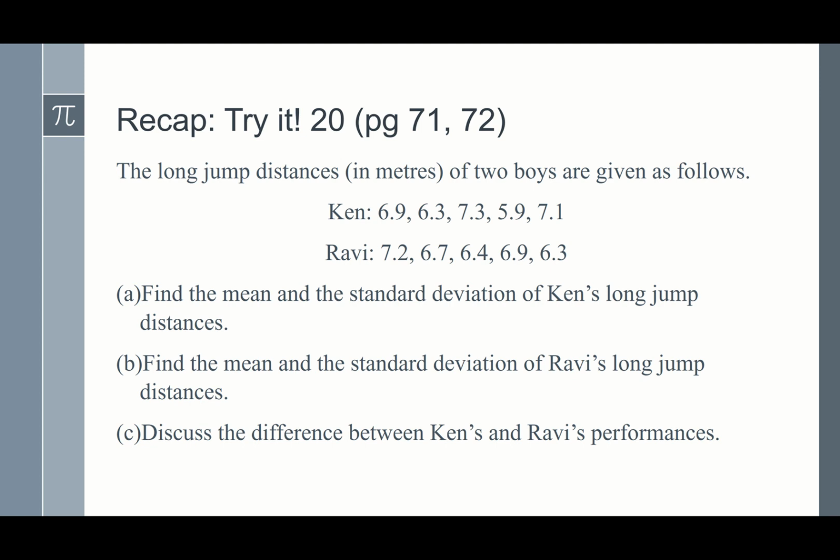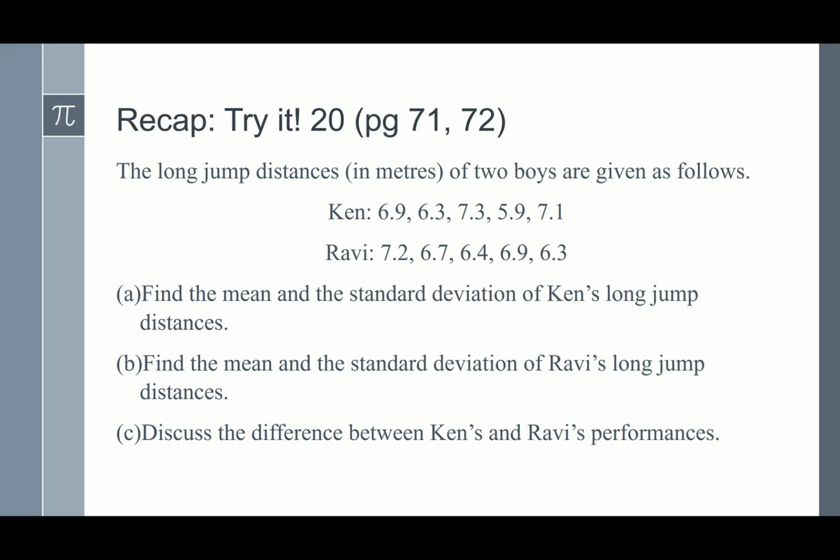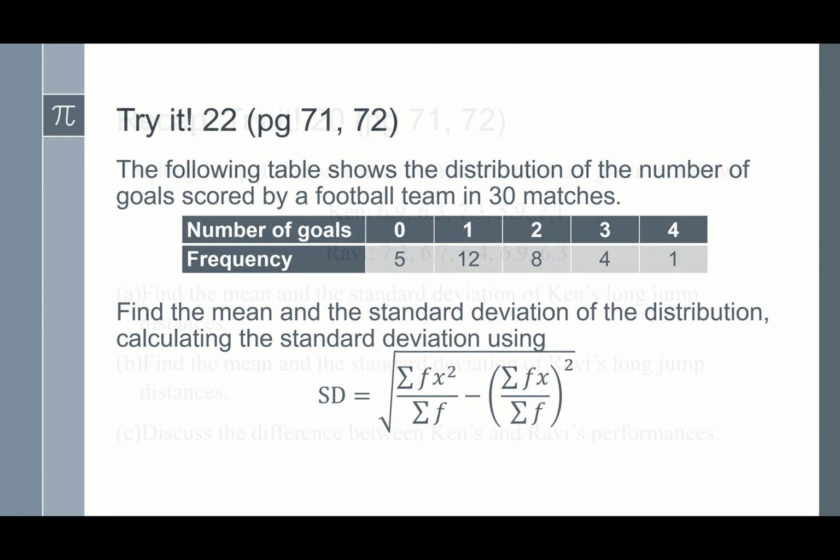I hope you still remember how to find the mean and standard deviation. I hope you understand what's happening. Now what if instead of a data set, the data that we are interested in has been put into a frequency table, something like Try 22. So let's turn to pages 71 and 72. In Try 22, instead of a data set, the question has given you a frequency table to represent the data. So let's look at the question.